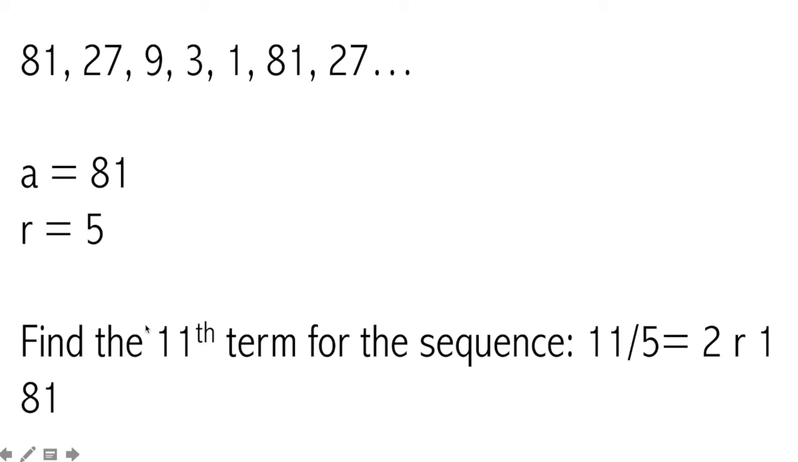So if we have to find the 11th term for the sequence, what we need to do is divide 11 by 5 and calculate the remainder. The remainder is 1, and therefore it is the same as the first term of the sequence, which is 81. For the 12th term, the remainder would have been 2, and therefore it would be the same as the second term of the sequence, which is 27, right? And so on.